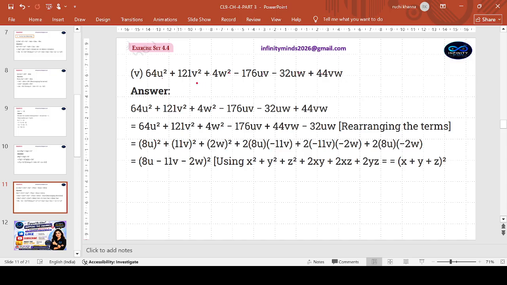64 is the square of 8, 121 is the square of 11, 4 is the square of 2. Now the others have to be written as twice of 8 into 11. So 88, 8 twos are 16, into 11, sorry, 176. This one is carrying a minus. Now you tell me which two terms are carrying minus: UW and UV. That means U must be the common term.